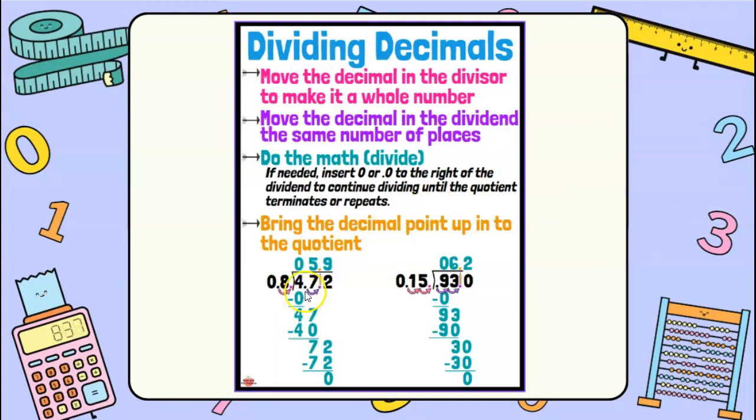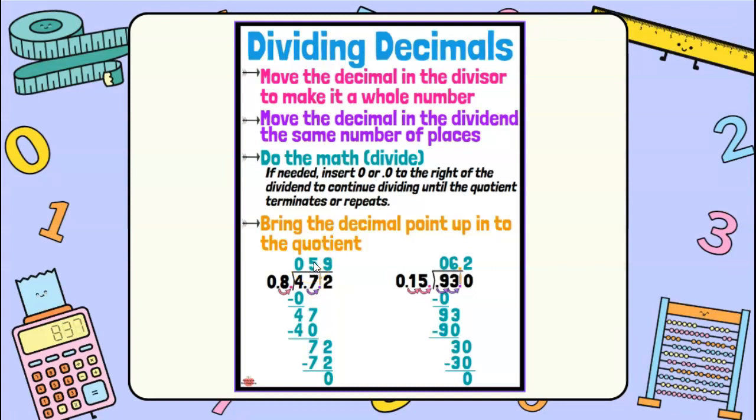So once I do that, I multiply, I subtract, I regroup, and I do that until I hit 0. Once I hit 0, I know that I can't do any more math, and whatever I have left on top, that's going to be part of my quotient. However, my quotient is not complete yet.